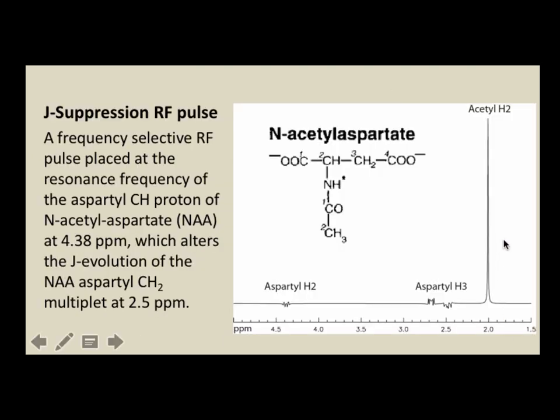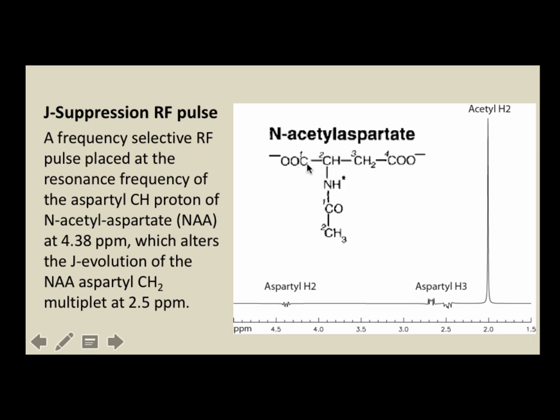So what is a J suppression pulse? Let's look at the NAA molecule. This part of the molecule is called the acetate moiety. This part is the aspartate moiety. This singlet peak at 2.0 ppm comes from the acetate protons. There are 3 acetate protons. That's why this peak is a singlet, not coupled to anyone, so it's very sharp.